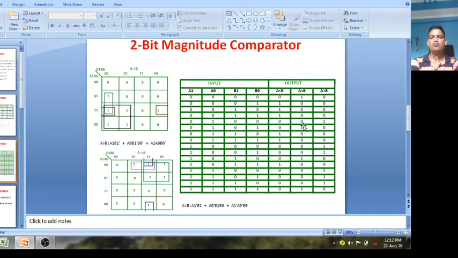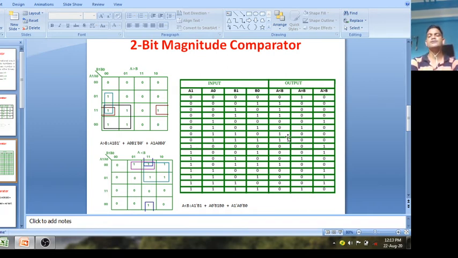When a equals b, in this case, when the number is divisible by 5, 0 divided by 5 is 0. This is 5, 5 divided by 5. This is 10, 10 divided by 5. This is 15, 15 divided by 5. So a equal to b.